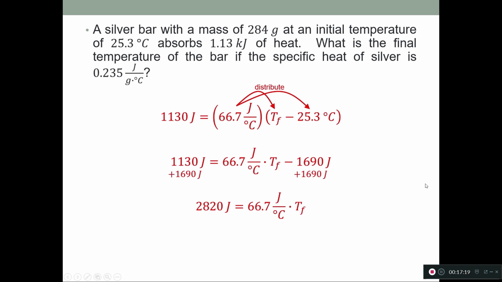We can divide both sides by the 66.7 joules over degrees Celsius to get T sub F by itself. And so we end up with this. And so that means the final temperature after absorbing that amount of heat will be 42.3 degrees Celsius. And that should make sense. We're going from a lower temperature to a higher temperature when the silver is actually absorbing heat. So absorbing heat should increase the temperature.